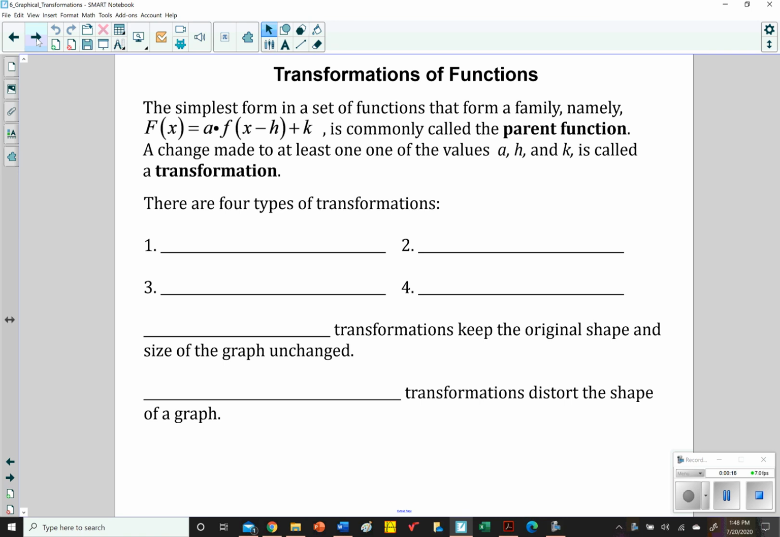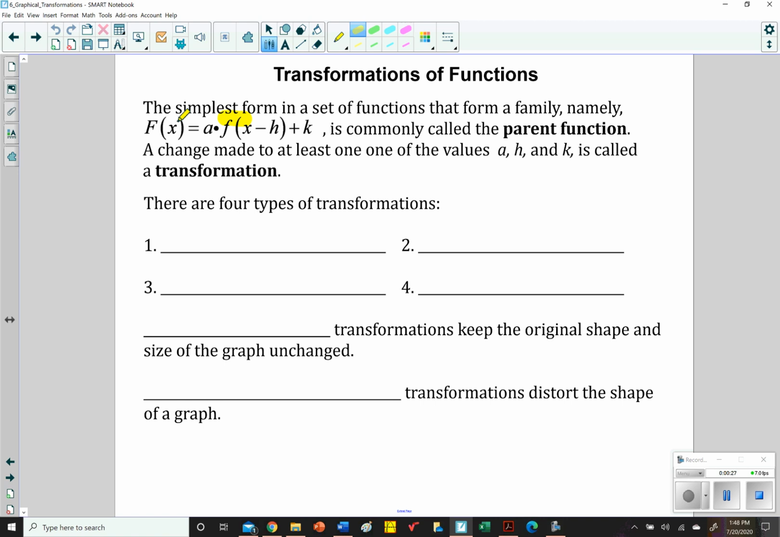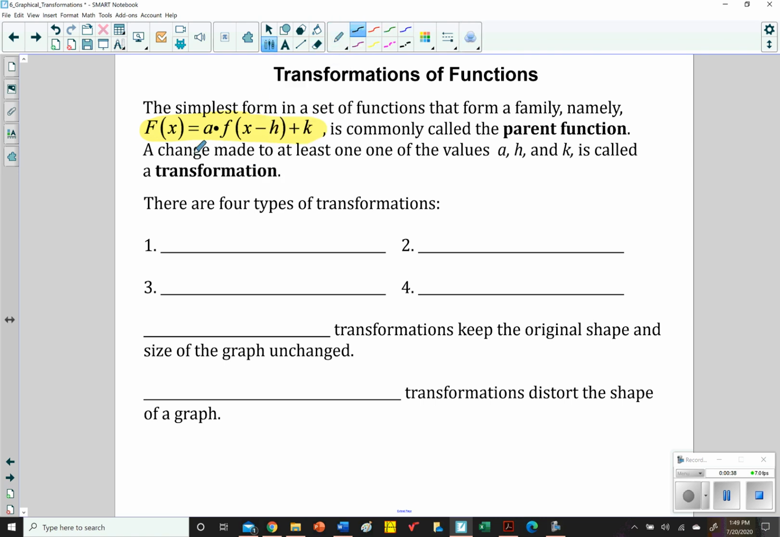Up here at the top of the notes you can see the standard form for equations of a function. I'm going to highlight that for you right here. So we always want to be able to go back to that standard form to write our parent functions.